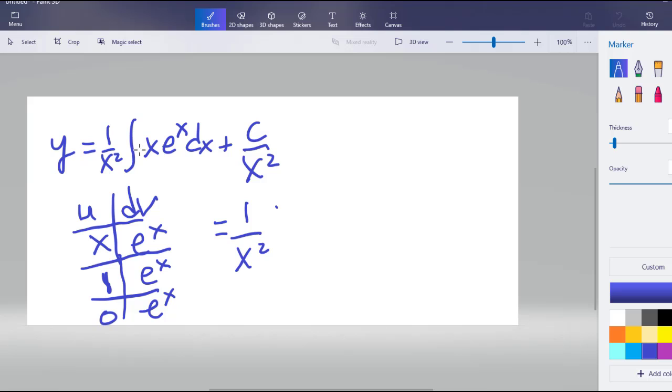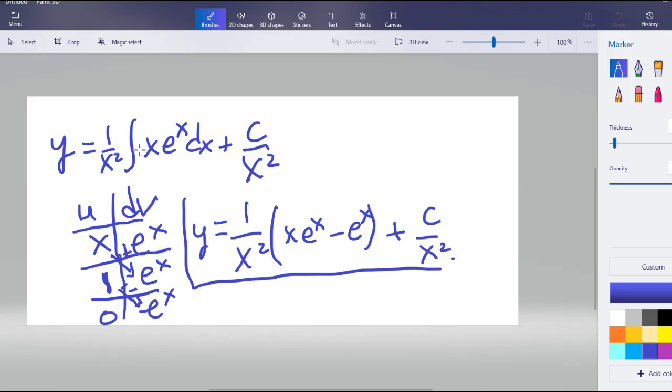1 over x squared times, remember that you multiply down diagonals and you alternate signs, so this is plus and then minus. So we get x e to the x minus e to the x plus c, divided by x squared. And this is the solution to the differential equation.